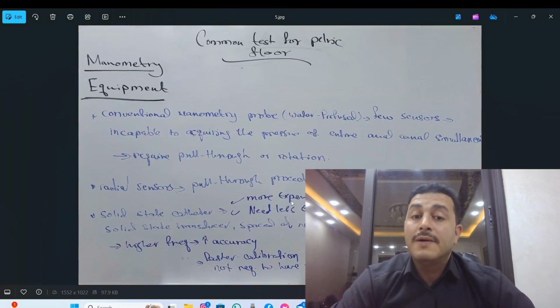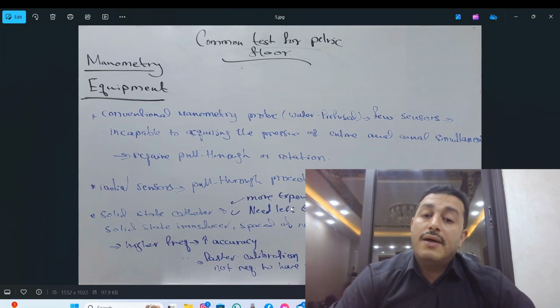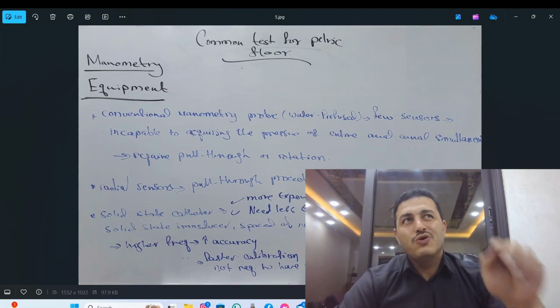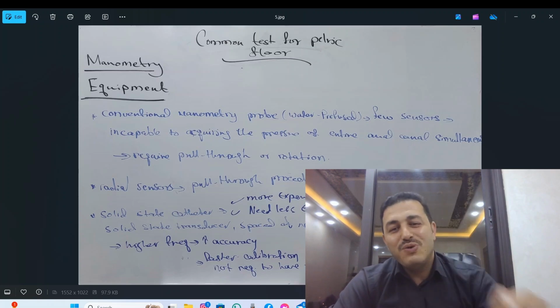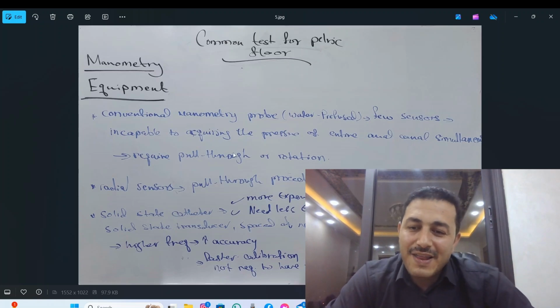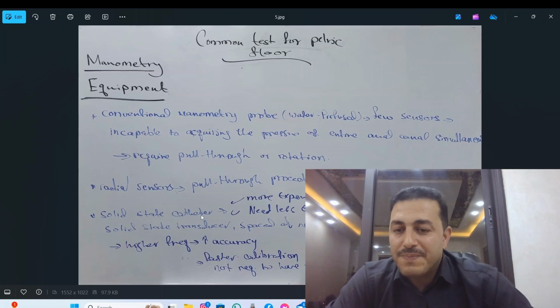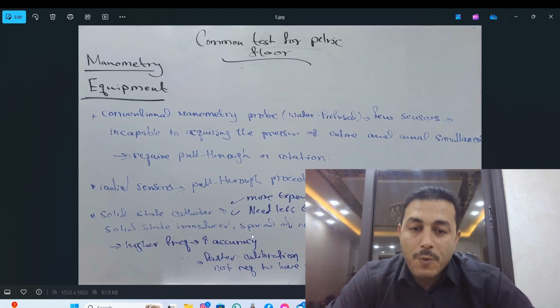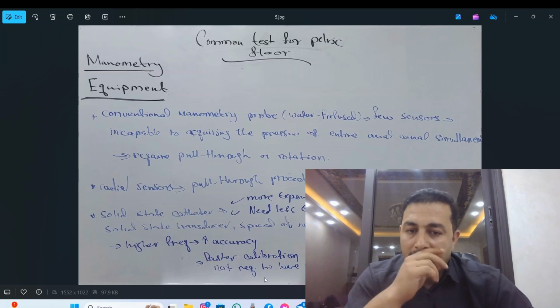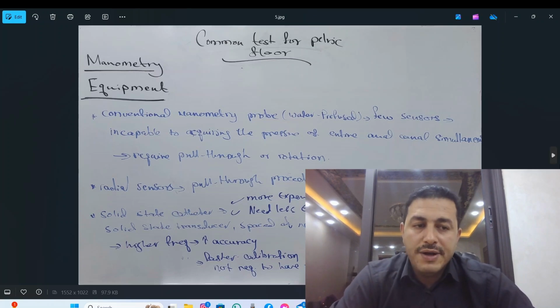But of course, there is a disadvantage. Solid state catheters are more expensive and fragile, but they need less experience because they do not require the pull-through procedure. What else? The accuracy is higher, calibration is easier, and it's easy to use when we compare it to conventional.